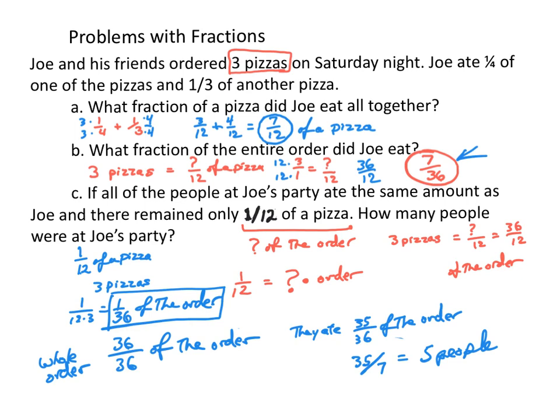Hey, here's something that you might notice. 7/36 is the amount that Joe ate, he's one person, and we multiplied that by 5 because there's 5 people. You realize that we're only multiplying the 7 times 5, not also the 36 times 5. That's 35/36 of the order. Okay, well, there's a lot of fraction visualization and fraction work in that problem right there, so hopefully you took the time to take a look and listen.